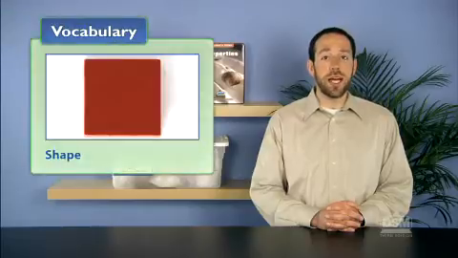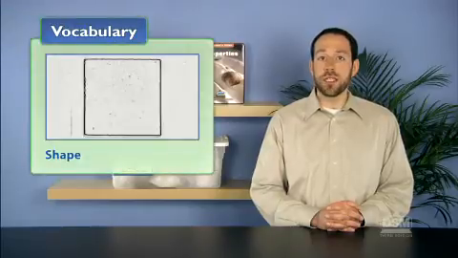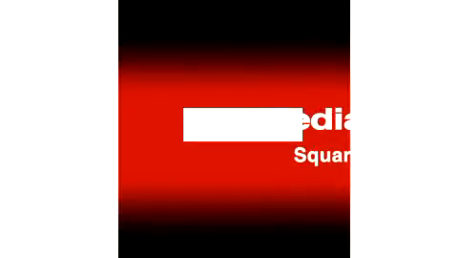Define shape for the class as the outline of an object and hold up a square block. Ask students, what is this shape called? They will probably be able to identify the shape of the block as a square. Draw a picture of a square on the board and write the word square. Repeat this process for the triangle, circle, and diamond shapes.